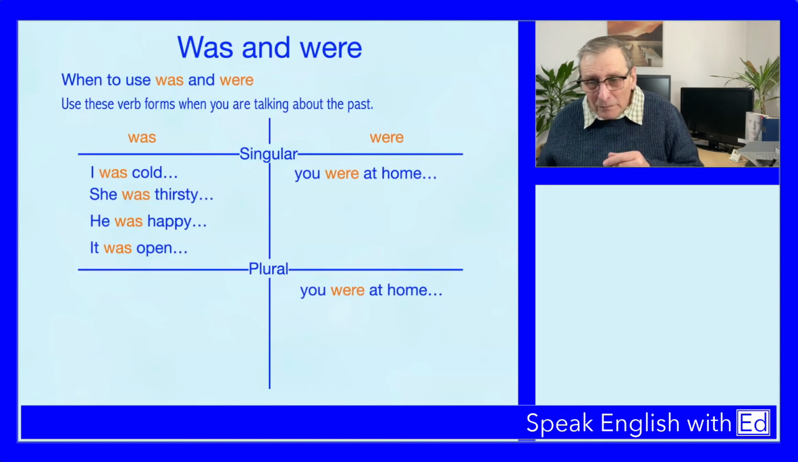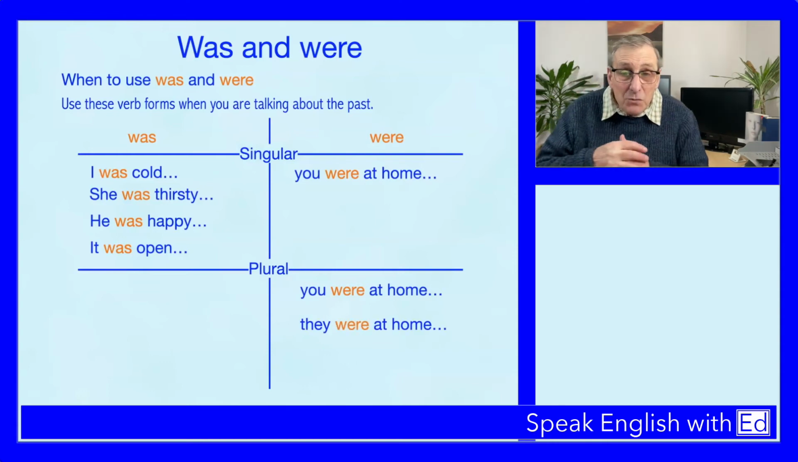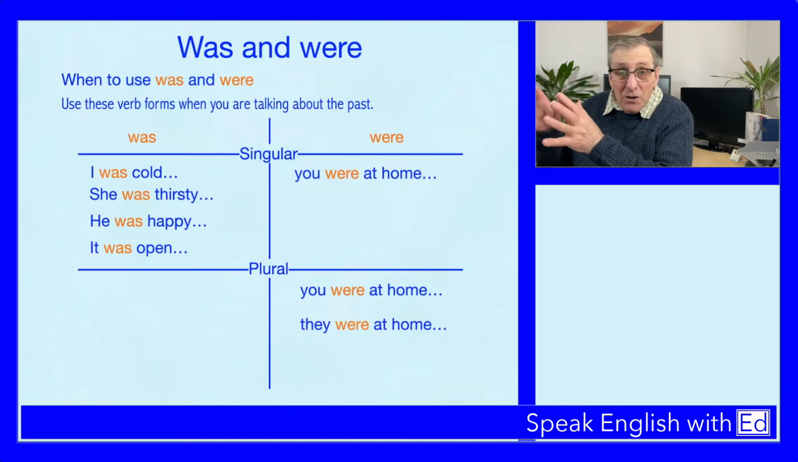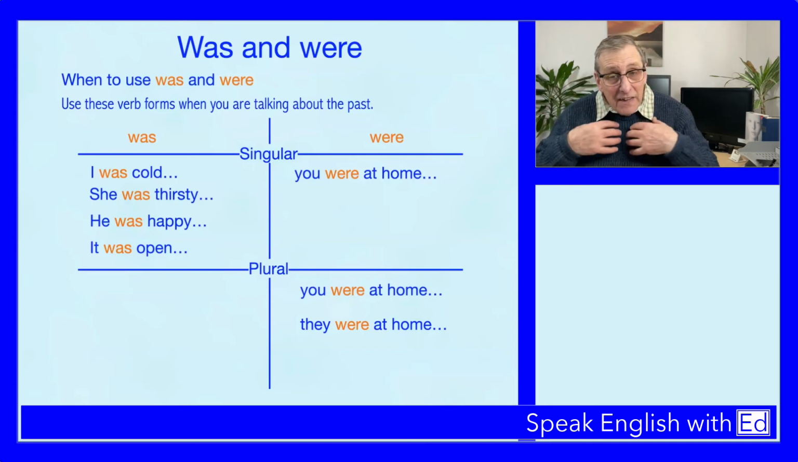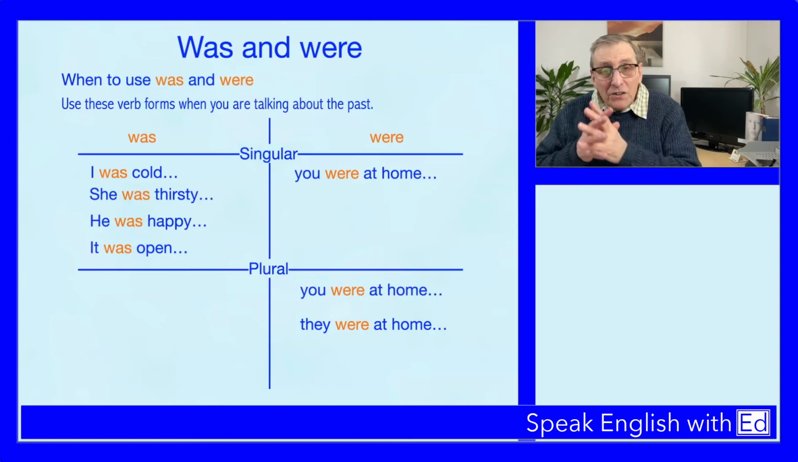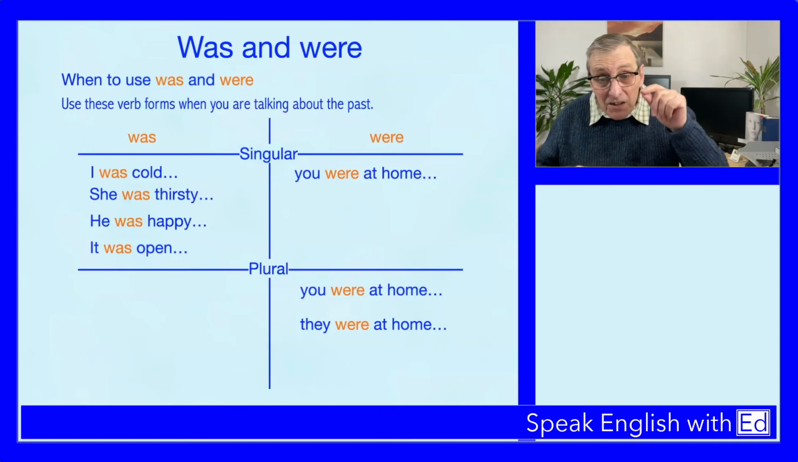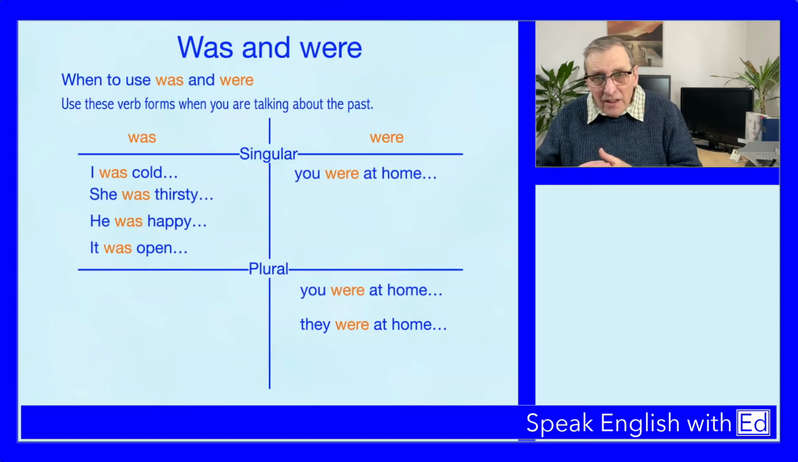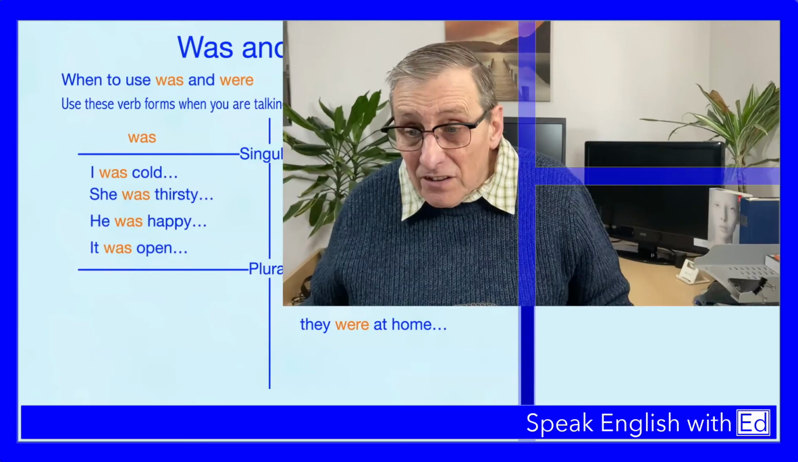You were. And the same as when you're speaking about a third person, someone who isn't the person you're speaking to, and it isn't yourself, then you say they in the plural. When you're talking about them in the singular, it's she, he, and it. But in the plural, it's they. They were at home. So that's everything there is to know.